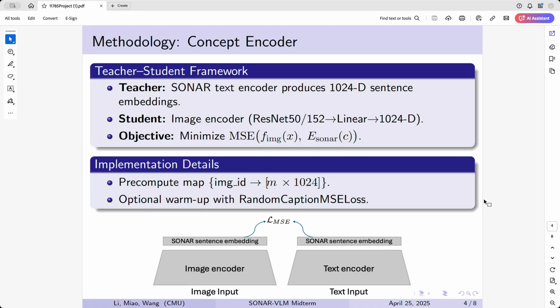Okay, now let's go to the methodology. We train our model using a teacher-student framework. We have the SONAR text encoder that produces a 1024-dimension sentence embedding. Our goal is to train an image encoder that uses a ResNet-50 backbone and also creates a 1024-dimension embedding. We do so by trying to minimize the mean squared error between the image encoder's embedding and the text encoder embedding.